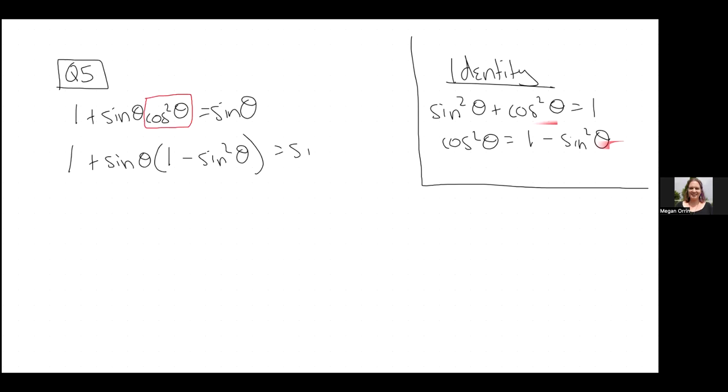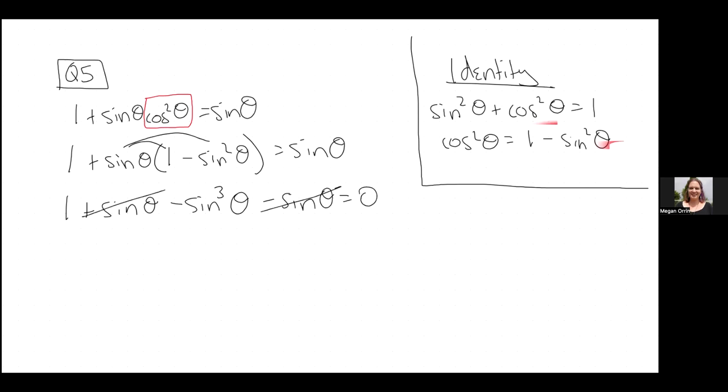All right, now I'm going to distribute this, get rid of my brackets, and bring this across. So I've got 1 plus, well, this is just times 1, so that doesn't change, sine theta. And then sine theta times negative sine squared theta, I've now got negative sine cubed theta. And then I'm minusing this, minus sine theta, and that is equal to 0. Now you'll notice I've got plus sine theta, minus sine theta, so those disappear.